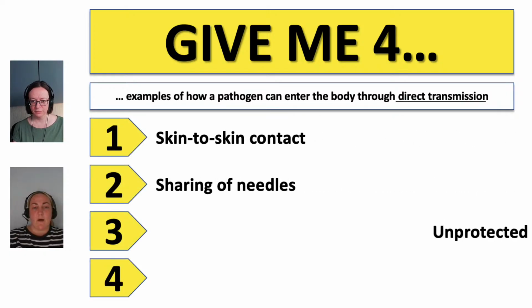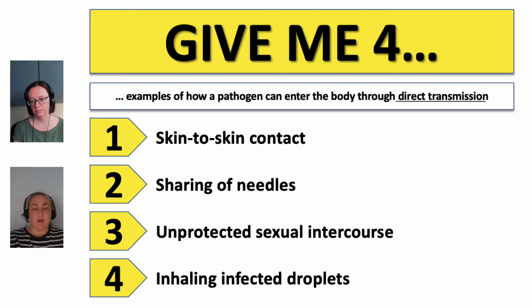So, examples of how a pathogen can enter the body through direct transmission. Skin to skin, person to person contact, sharing of needles, unprotected sexual intercourse, inhaling infected droplets. So, those are some examples of how pathogens can enter the body through direct transmission.